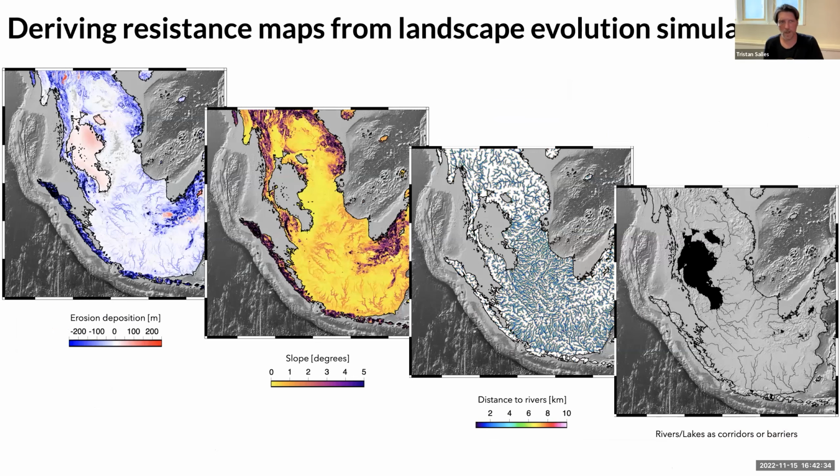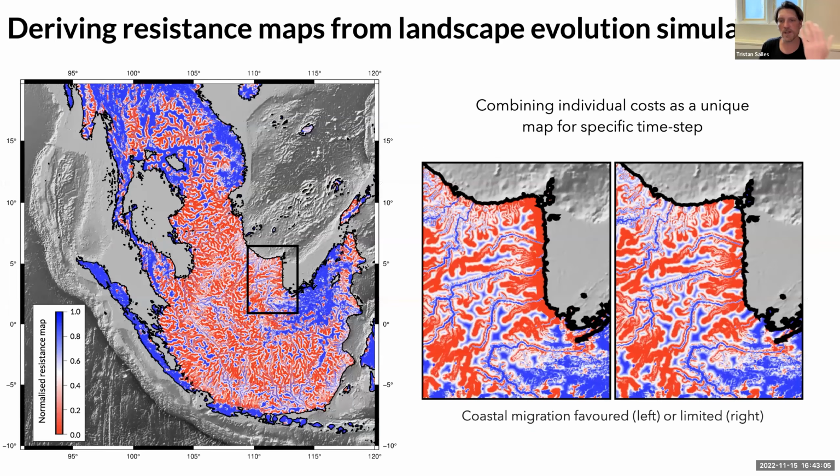What we can do as well is use these results from the landscape evolution model to start to design some cost functions or cost maps that are going to be used afterwards to evaluate how hard it is to move through this landscape. You can use the erosion and deposition, you can use the slope, and we can look at the distance to rivers. We can assume that rivers are going to be a barrier or a corridor for migration, depending on the species that we are looking at. From that, we are able to define a cost map, or a resistance map, for species to evolve and to move across the landscape.